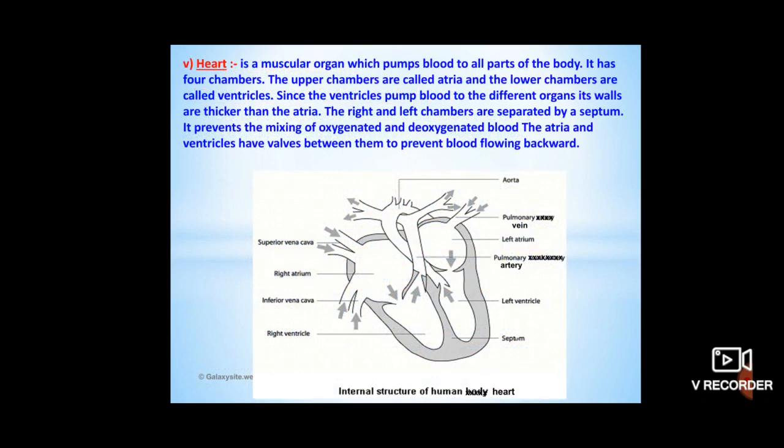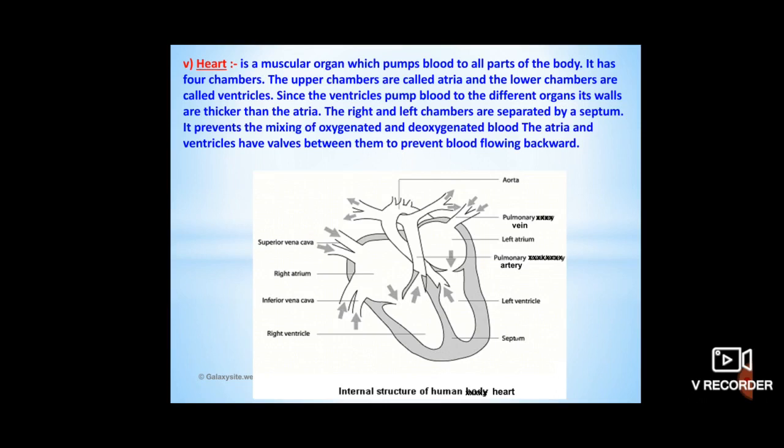The heart is a muscular organ which pumps the blood to all the parts of the body. We already know that the heart has four chambers in human beings, while other organisms like reptiles and aves have different chambers. The upper chambers are called atrium or atria, and the lower chambers are called ventricles.